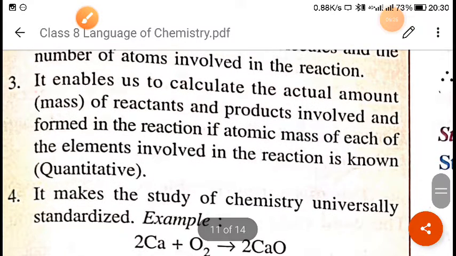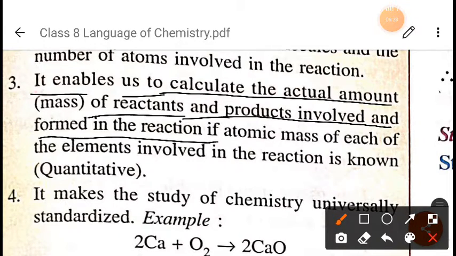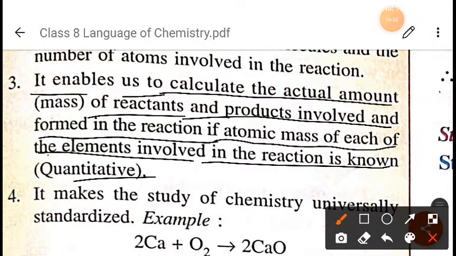Now next, it enables us to calculate the actual amount of the reactants and the products involved in the chemical reaction, right? From these chemical equations we can easily calculate the mass of the reactants and the products involved in the chemical reaction. How can we calculate? If the atomic mass of each of the elements involved in the reaction is known. Suppose we are talking about the same example, right?